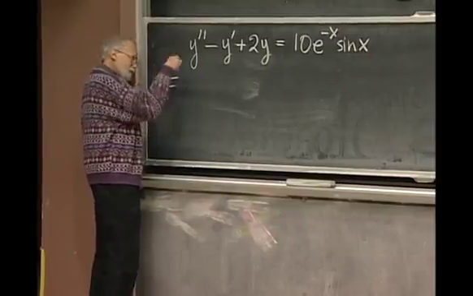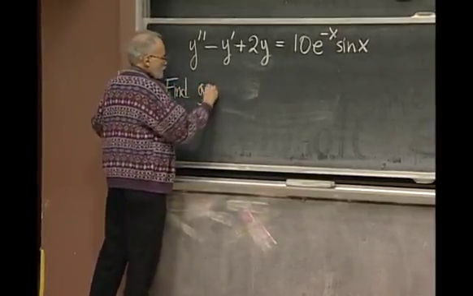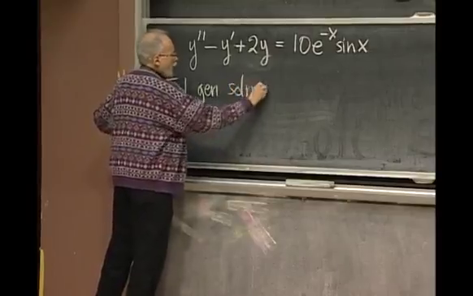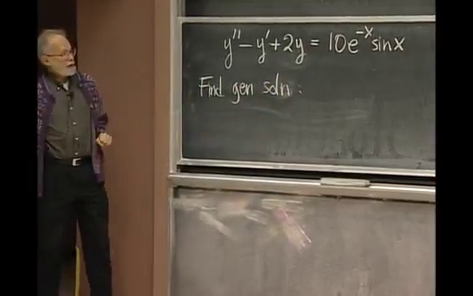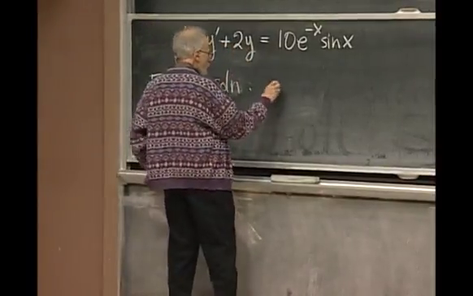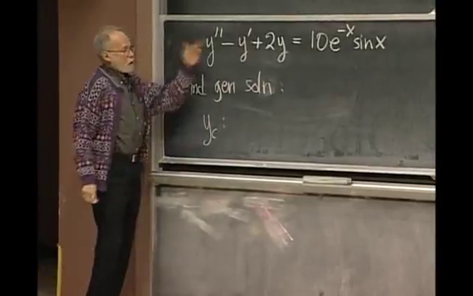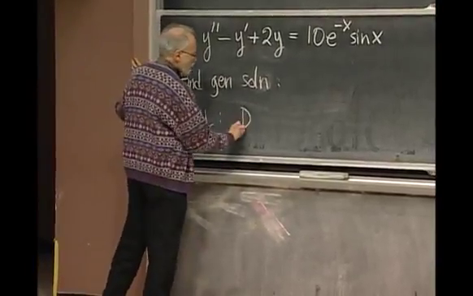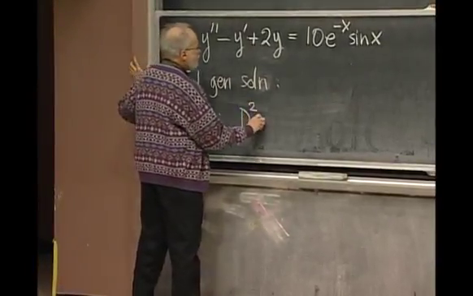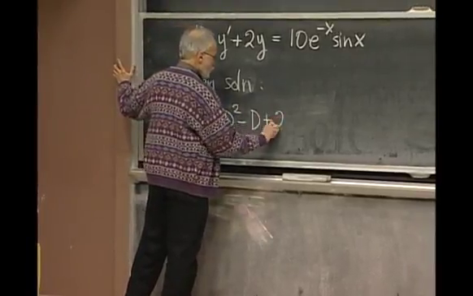Well, let's find a particular solution, and the general solution. Find the general solution. Well, the main part of the work is finding the particular solution, but let's quickly find first the complementary part of it. In other words, the solution to the homogeneous equation, that's D squared minus D plus 2.